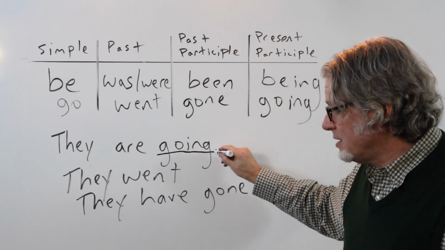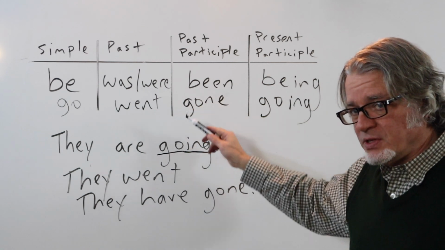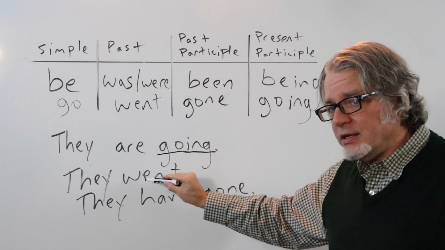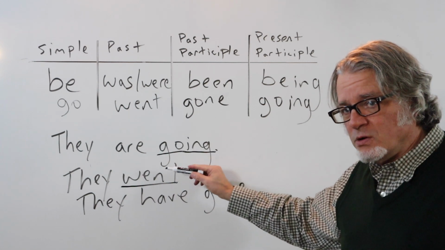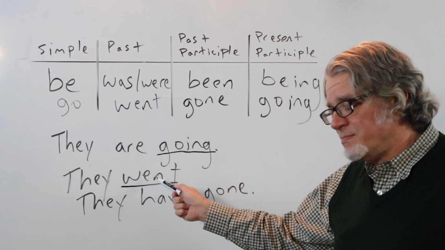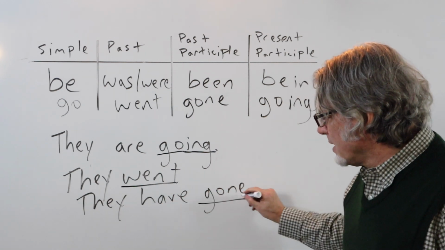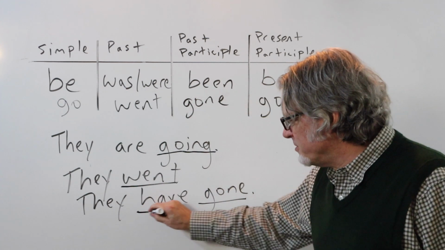Here it is in the form of a present participle. It's in the present continuous tense. Here it is in the past tense. This is the verb go in the past tense. This is the main verb. And here is the verb go in the form of a past participle. The helping verb is have.